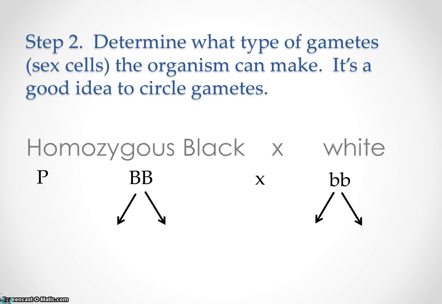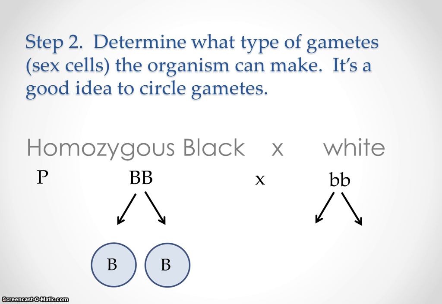Step 2. Determine what type of gametes or sex cells the organism can make. It's a good idea to circle your gametes. That keeps them or distinguishes them from the genotype. So because my homozygous black hamster has two big B's, he will only make big B sex cells. This goes back to meiosis, and this is called Mendel's law of segregation. Each big B is on a different homologous chromosome. So we separate the homologous chromosomes in meiosis. So I'm going to put a big B in one sex cell, a big B in the other sex cell.